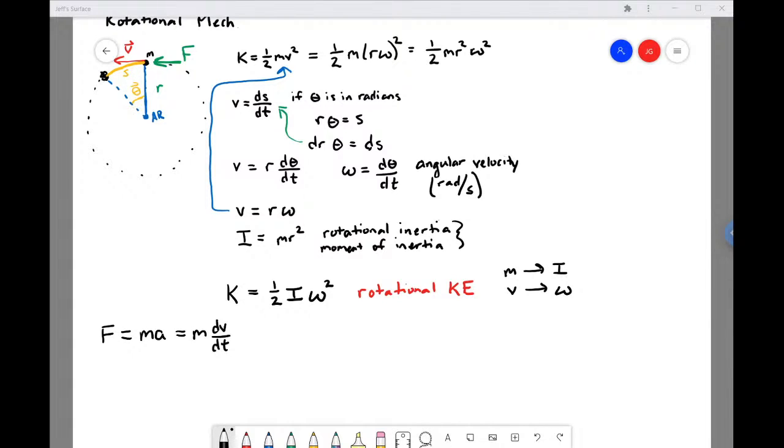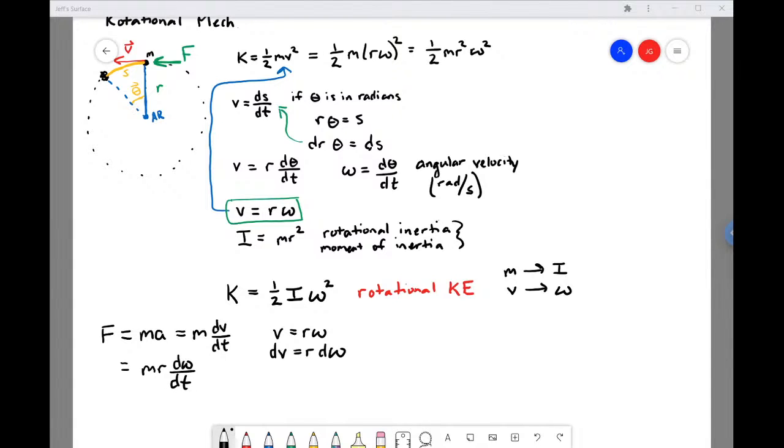And we just saw that velocity is related to angular velocity with a proportionality constant of r, the radius of the path. So that means if we took the derivative, a small change in velocity would be proportional to a small change in angular velocity. dv equals r d omega. All right, that's just this relationship. So we can plug that in here, and what we get is force equals m times r d omega over dt.